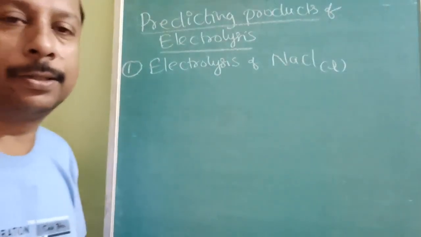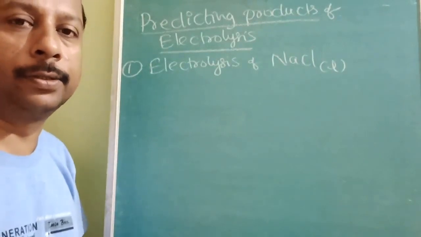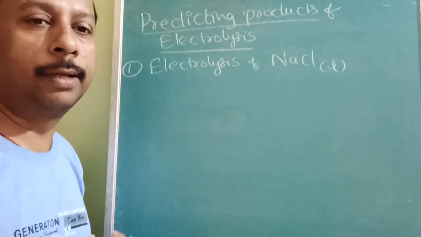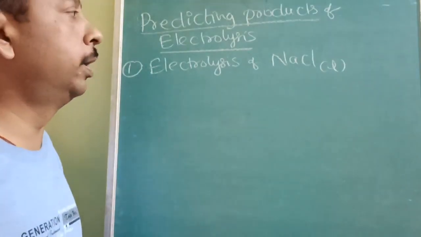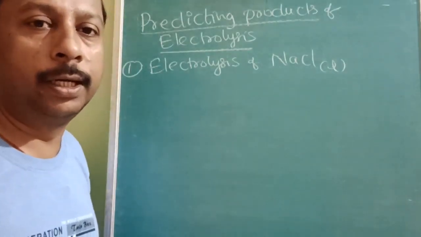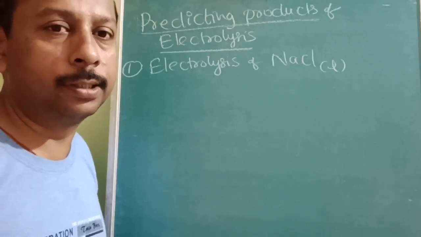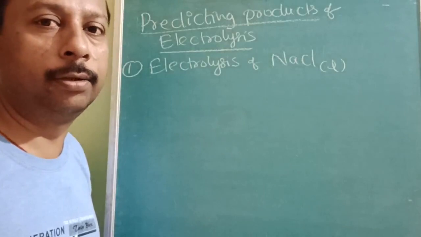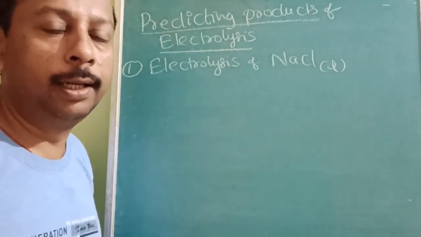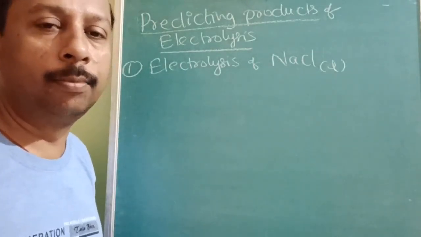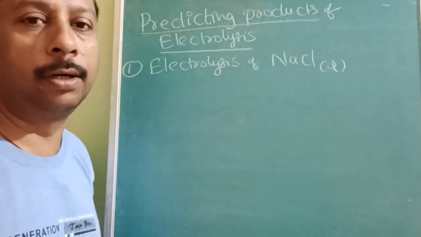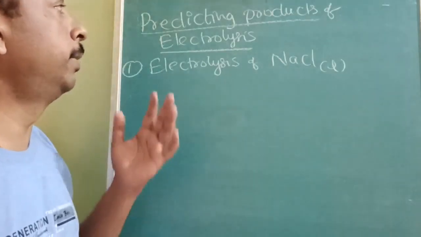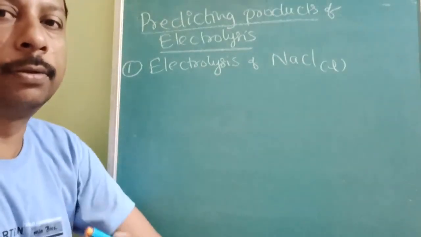Hi students, we have done in the previous lecture about the preferential discharge or selective discharge. As I told you, we are going to use it and we are going to do some questions. These are some questions and we will continue in the next session also. This is very simple level 1, where there are not many exceptions. In the first session, this is a level 1 session of predicting the products of electrolysis.